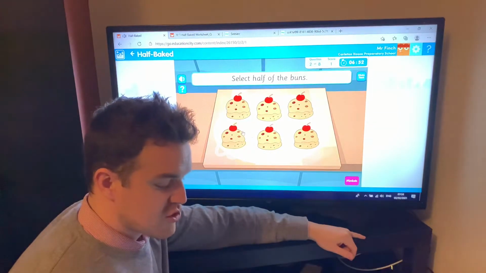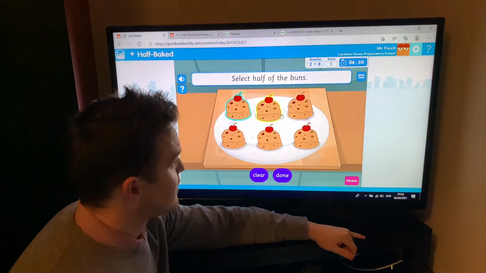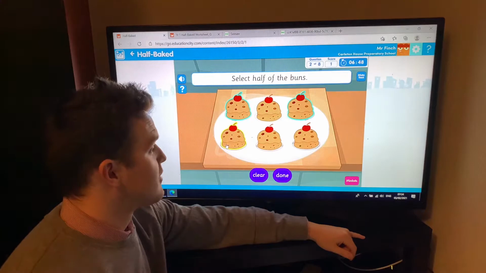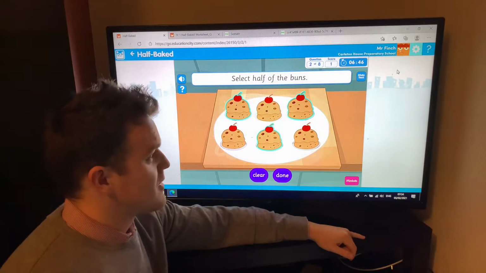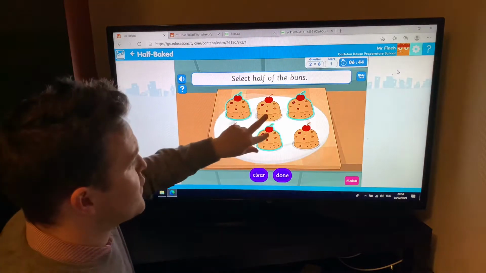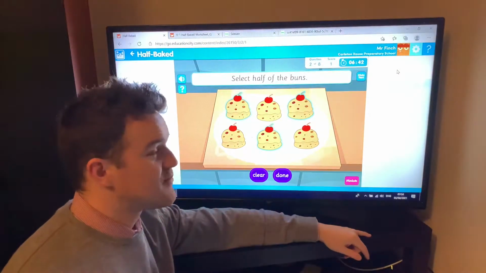Half of the bunch, so I'm going to share them first. 1 for me, 1 for you, 1 for me, 1 for you, 1 for me. So I'm saying half of 2, 4, 6. Half of 6 is 3.